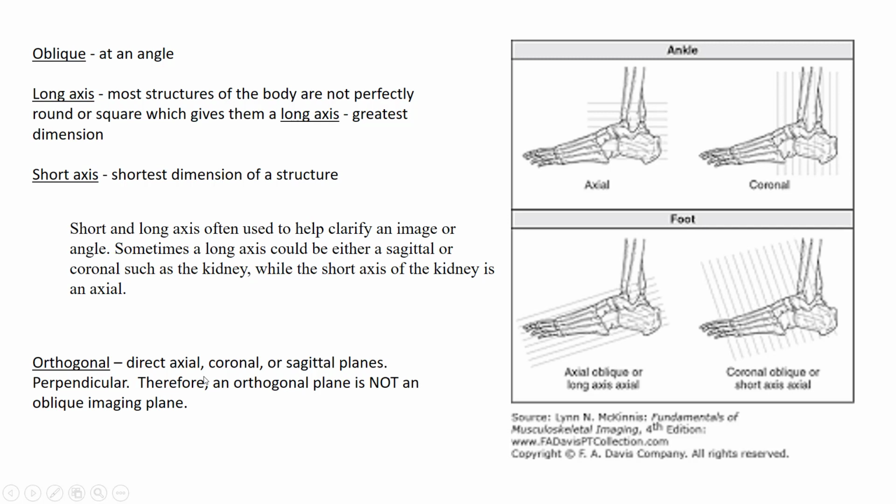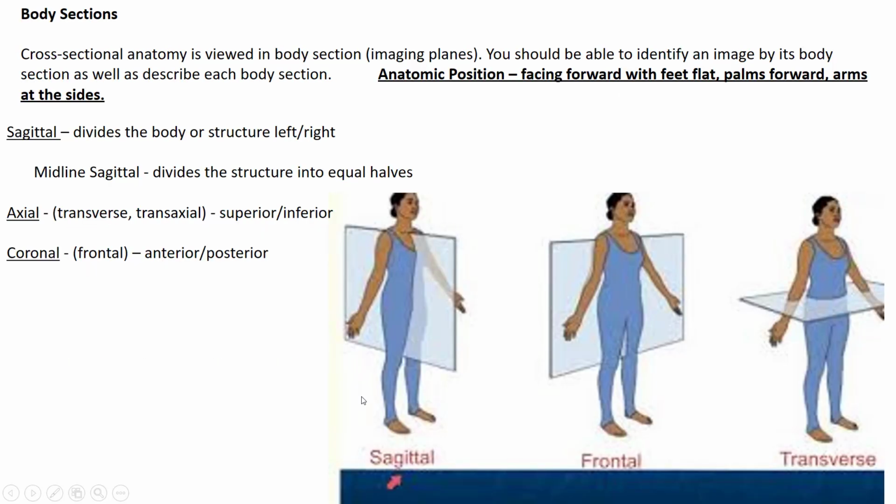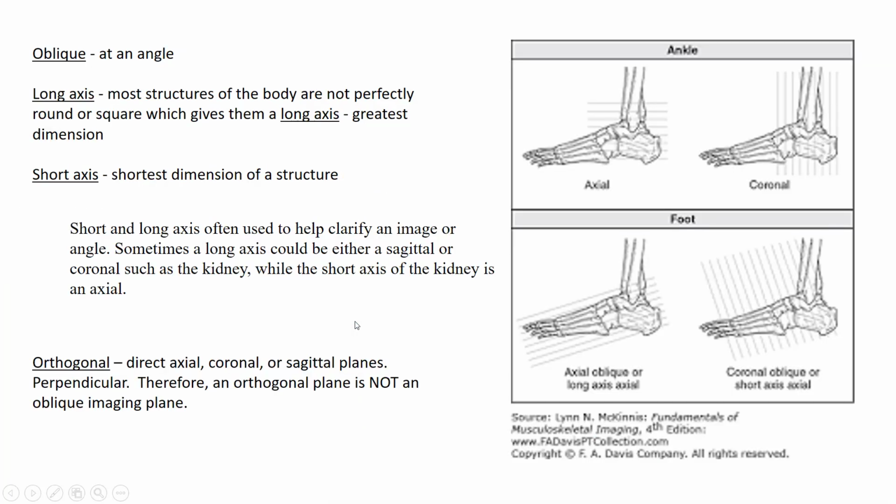Orthogonal is direct axial, coronal, or sagittal planes. So I'm going to go back just for a moment to this. This is direct sagittal, coronal, or axial planes. They are not oblique at all. So this would be orthogonal planes, whereas any of these angled slices would not be orthogonal. They would be oblique.